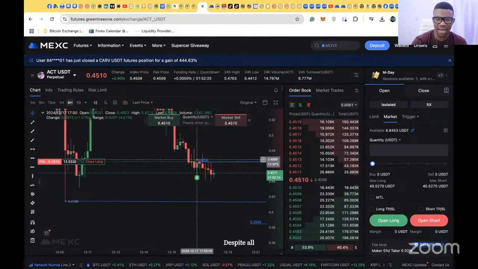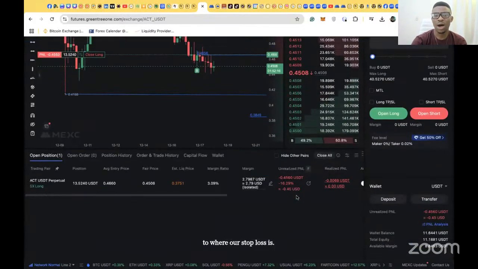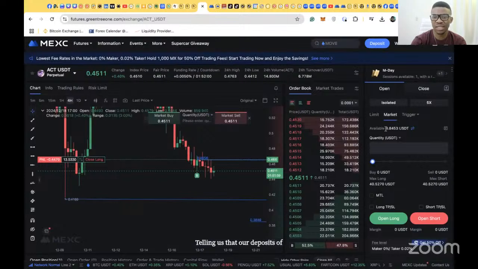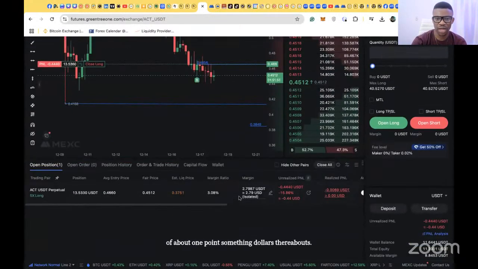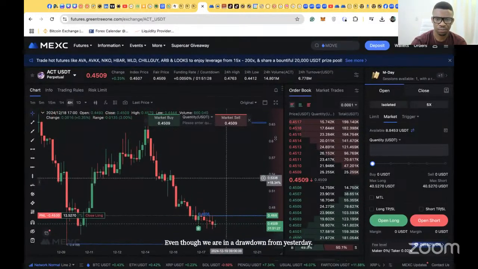Despite all that they did in the markets, they could not go lower to where our stop loss is. Our position is still at $0.5 negative, which is a 16% drawdown, telling us that our deposit is still very intact, even though we are in a drawdown of about $1 point something. This is the price. This is the drawdown, 0.44 USD. So we are in good shape, even though we are in a drawdown from yesterday. It's very important to note that.